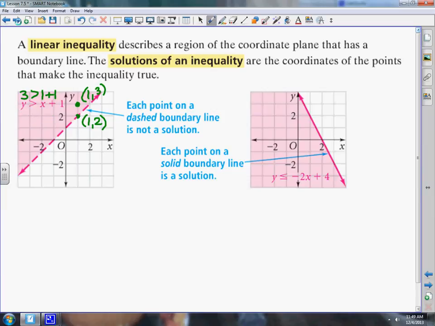It's equal to. And then here, each point on a solid boundary line is a solution. So this point right here, 2, 0, is a solution to this equation. If I put in 0, negative 2 times 0, 0 plus 4, is 2 less than or equal to 4? Yes, that is a solution.